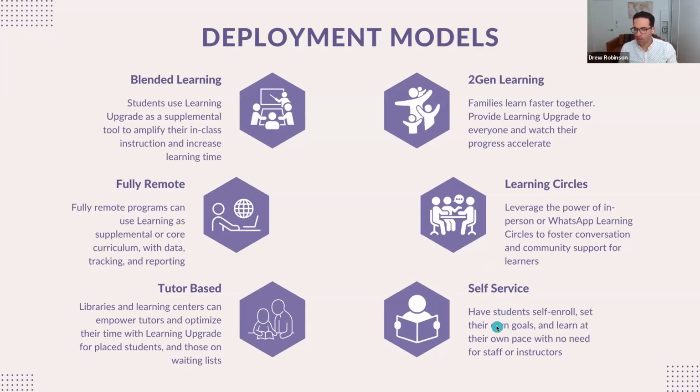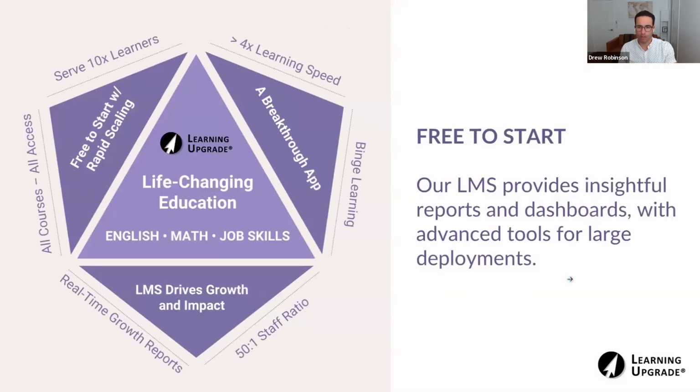And then self-service is the last one. We find this with libraries, very limited on staff. I can't hire anybody, and I don't have anybody to manage this program. It's kind of like a book at the library. My goal is to get you to check it out. What you do with it at that point is not really my concern. So if you have a program like that, make Learning Upgrade accessible, have it available on your website, but you don't have the staff or the bandwidth to track and monitor progress, that's okay too. Let it be self-service, and the students can track and monitor themselves.